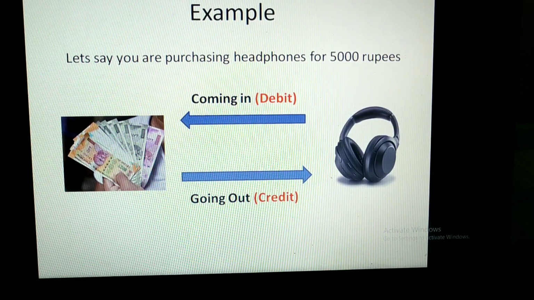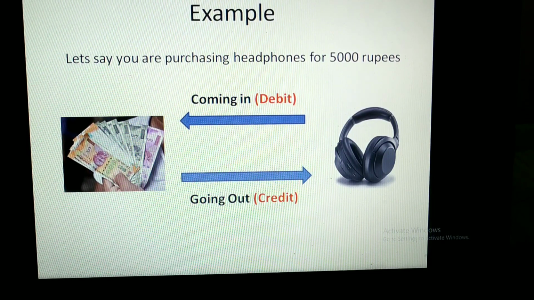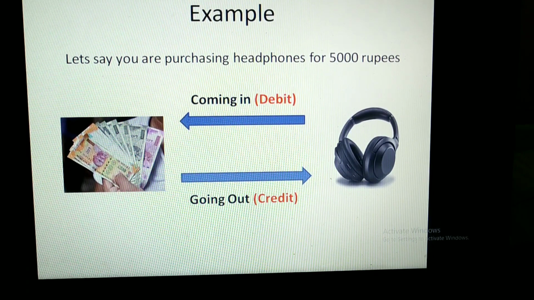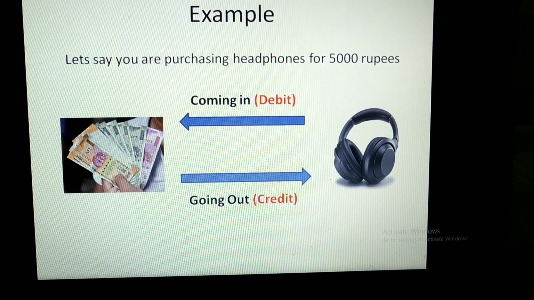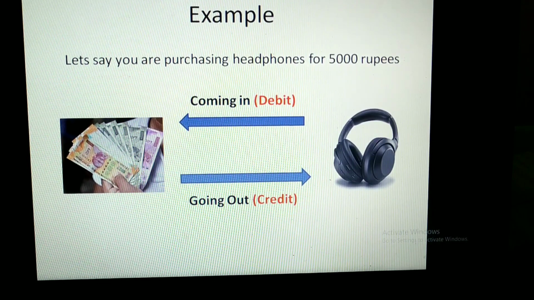Now coming to our example, let's say you are purchasing headphones for 5,000 rupees, as you can see in this slide. There are two things to be understood here. The first thing is you need to determine whether this transaction is of a financial character. The answer is yes, since this transaction involves money. The second thing is you need to determine whether there are two legs to this transaction. The answer is yes.